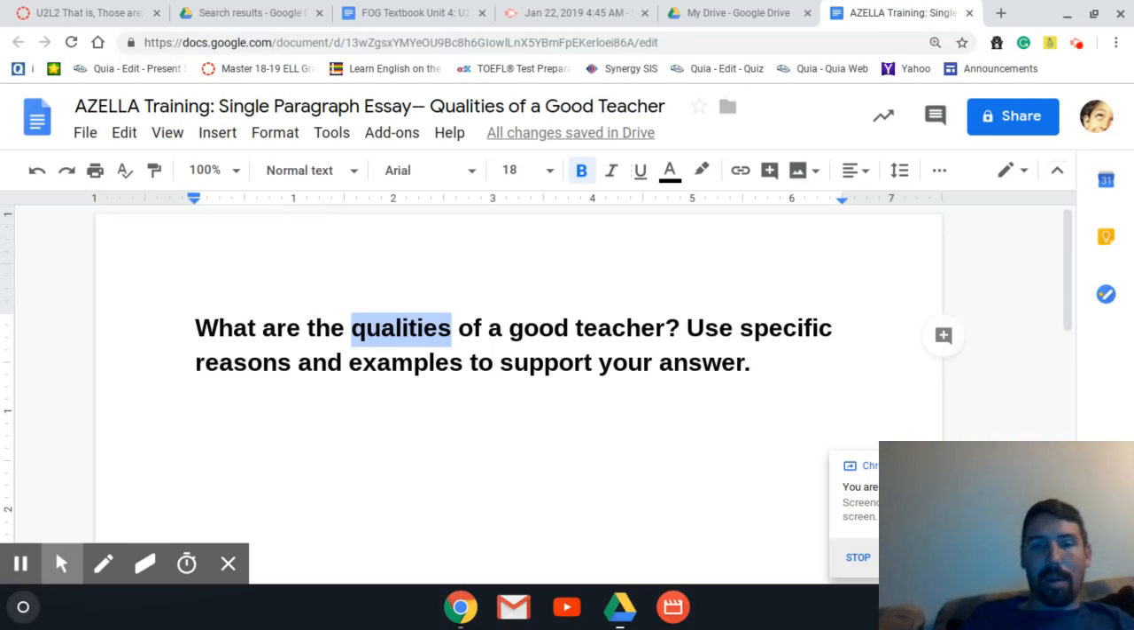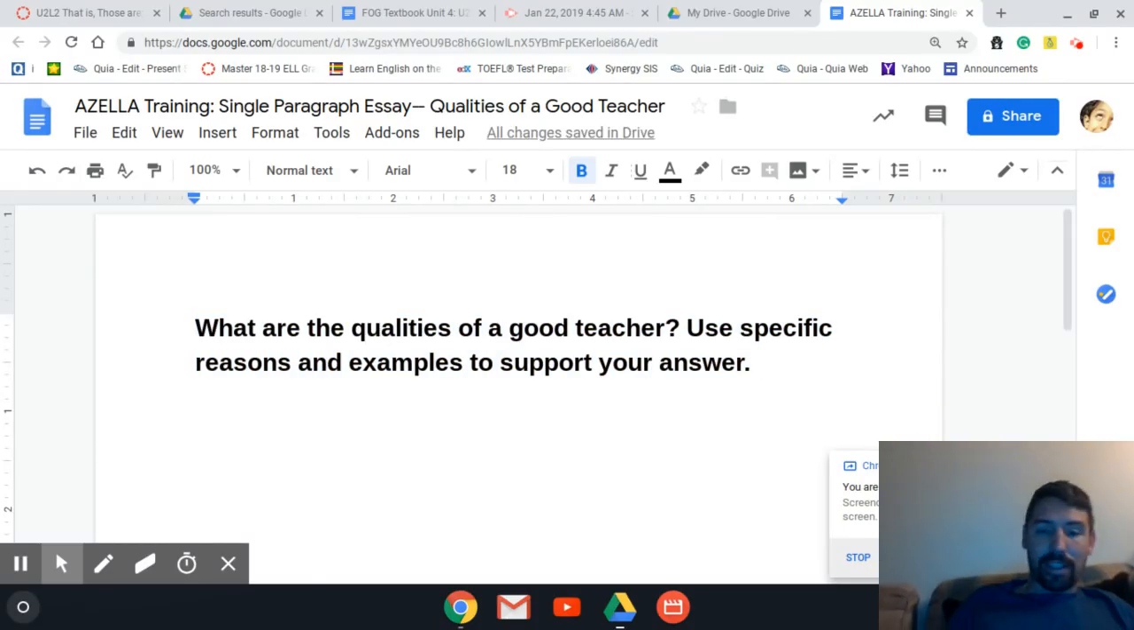You've probably all had good teachers and bad teachers in your lifetimes. So you can draw from those experiences, or maybe you've seen movies or read books with good or bad teachers. So we're going to come up with some reasons and examples of what makes a teacher good. It says use specific reasons and examples to support your answer. That just means we're not going to just write a single sentence and that's it. I think you already know that.